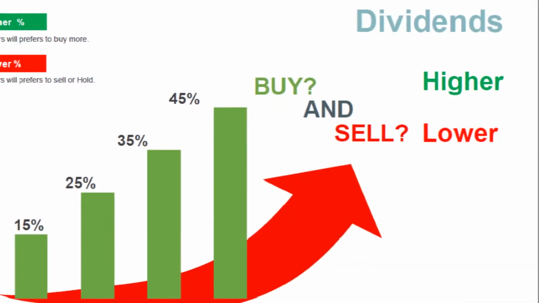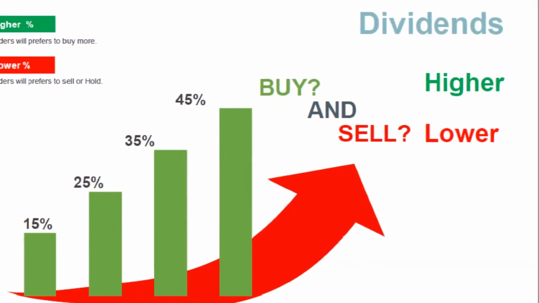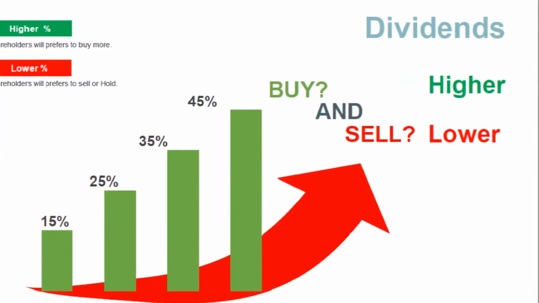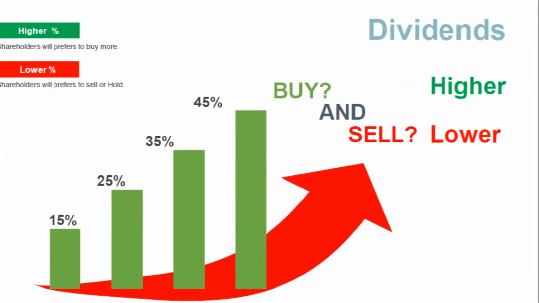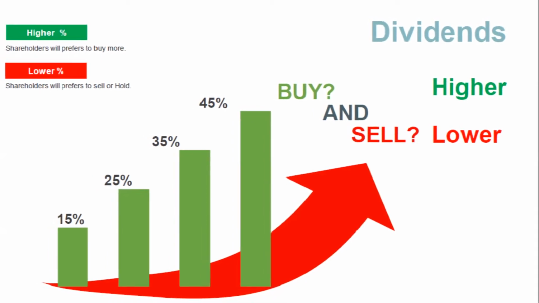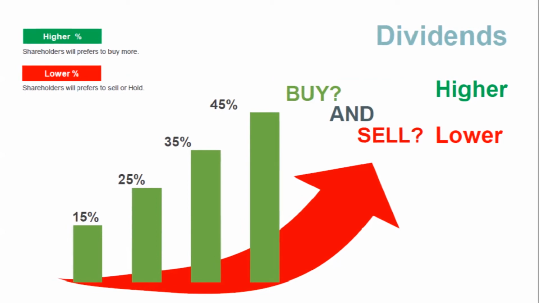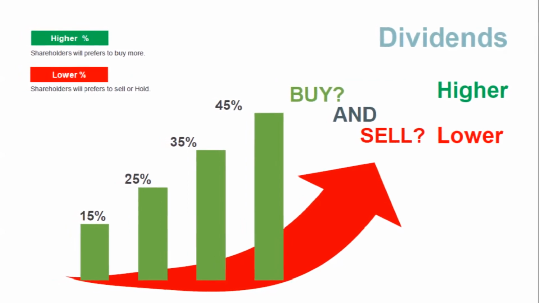Number 3. Dividends. Dividends indicate the movement of share prices. When companies make dividend announcements, the share prices of such companies are likely to increase. It is important to note that if the dividend rate announced is lower than the investors' expectations, share prices decline, while if it is more than expected, share prices increase.